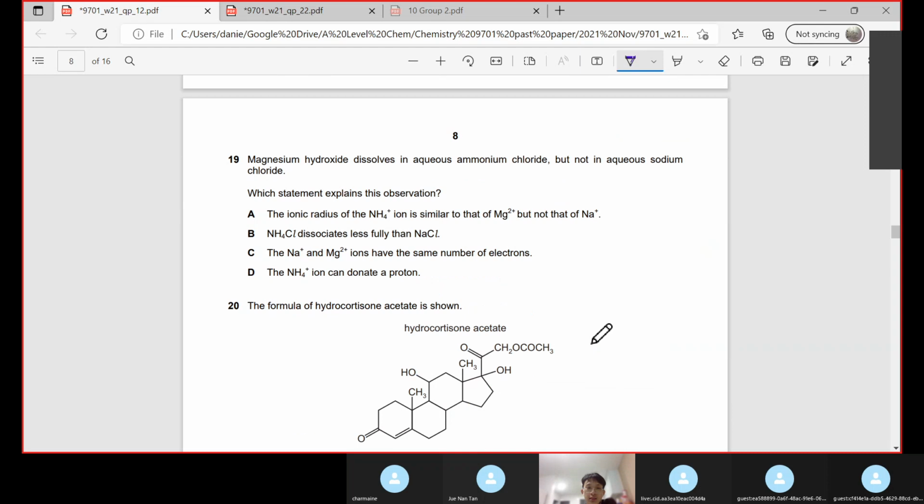Okay, 19. Mg(OH)2, magnesium hydroxide, is a base. The base is dissolved in aqueous ammonium chloride. Ammonium is actually a weak acid, so it is neutralization. So the answer is D.